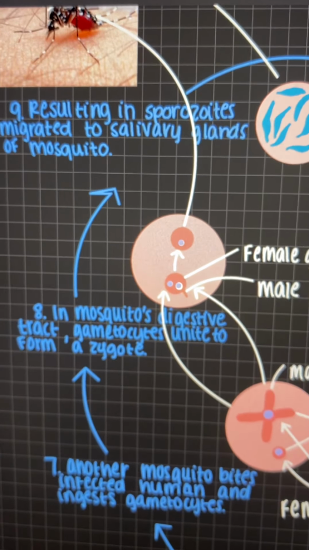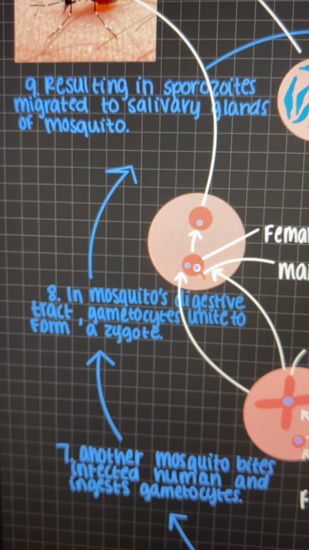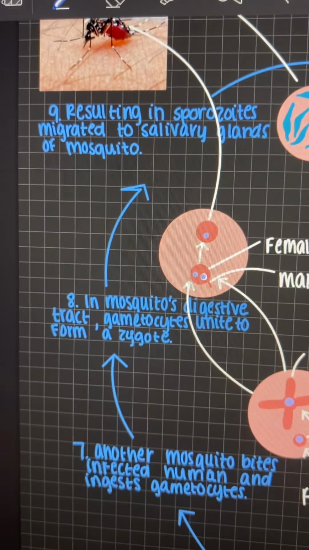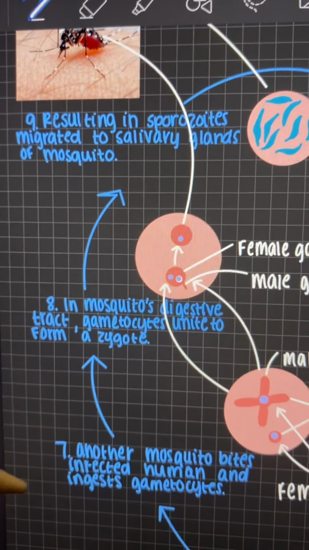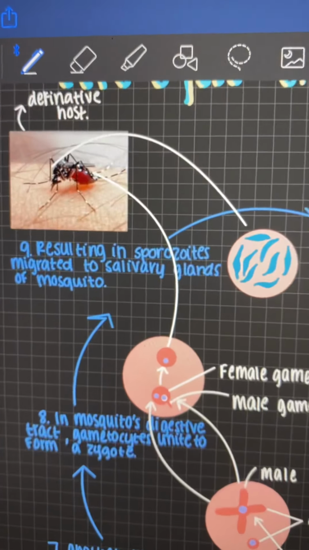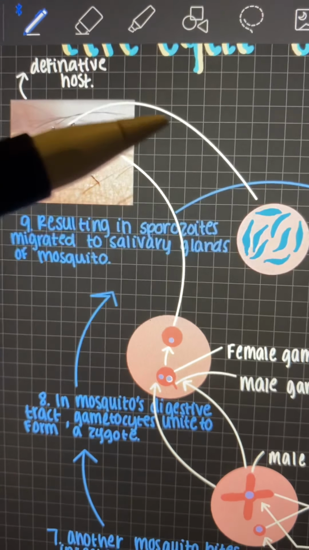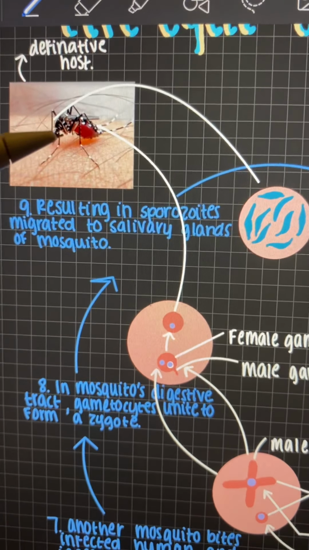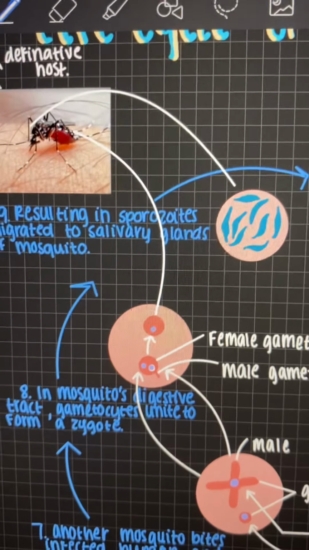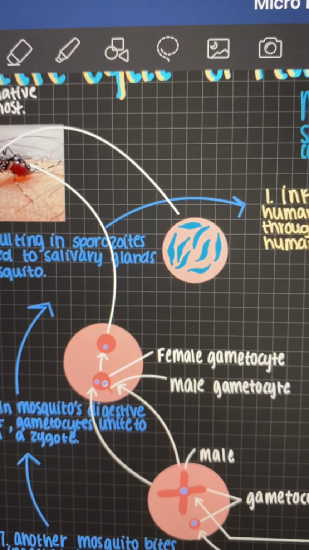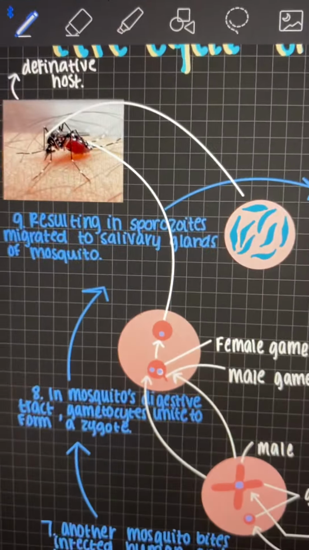And that results in sporozoites migrating to the salivary glands of the mosquito. So the sporozoites right here are migrated into the salivary glands of the mosquito, meaning it can bite someone else and spread the Plasmodium, causing malaria to another human.